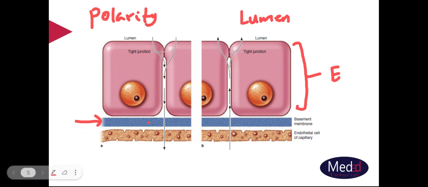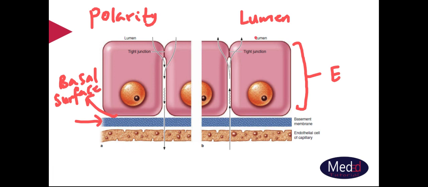The side of the epithelial tissue that is in contact with the basement membrane, we refer to as the basal surface. The basal surface is the side of the epithelial tissue that is in contact with the basement membrane. The side on the other side, that is usually facing the lumen, is the apical surface of the epithelial tissue. That is the apical surface.